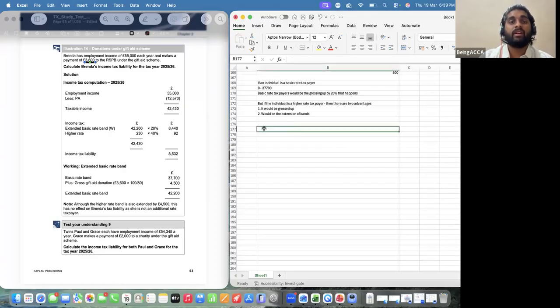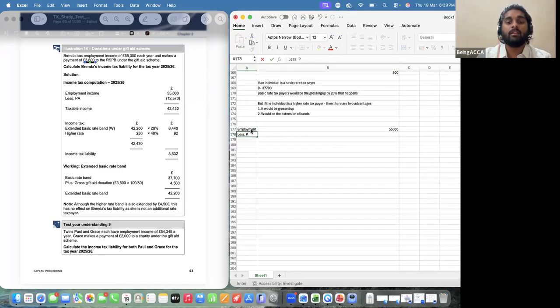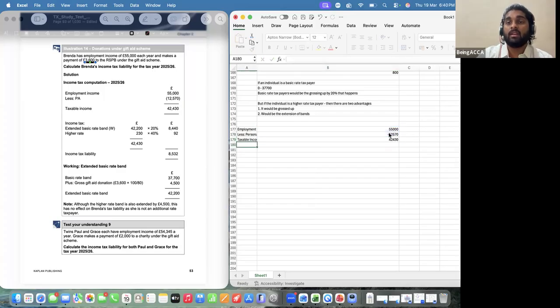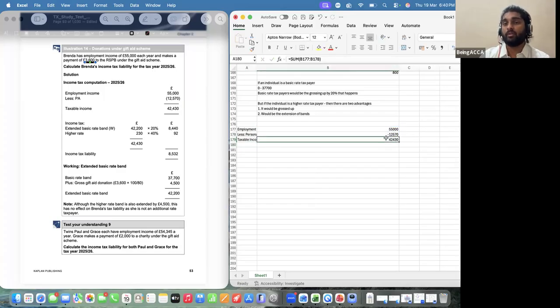How do we do that? First, we'll calculate her taxable income. Employment income is the only income that she has, so that means it will be 55,000. From that, we can directly deduct personal allowance, minus 12,570. Deduct both of these to get your taxable income to be 42,430.